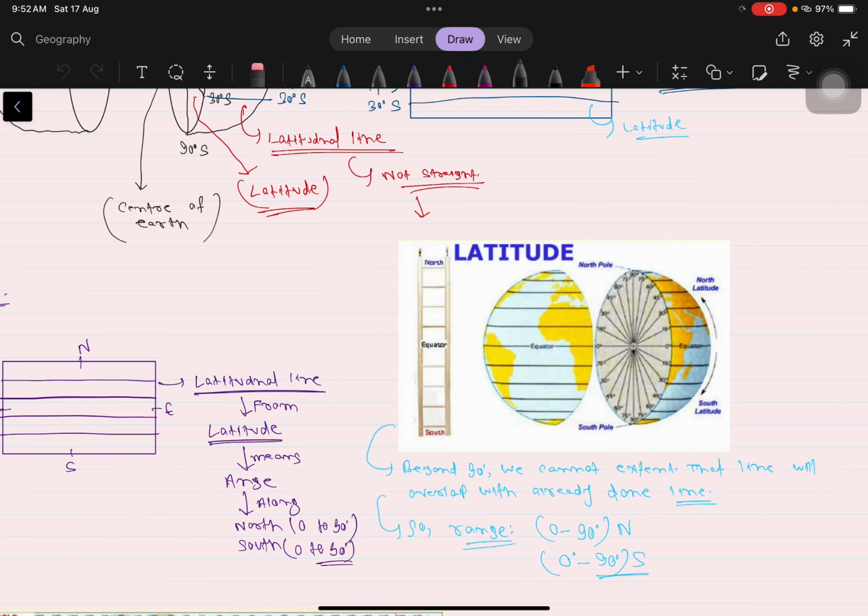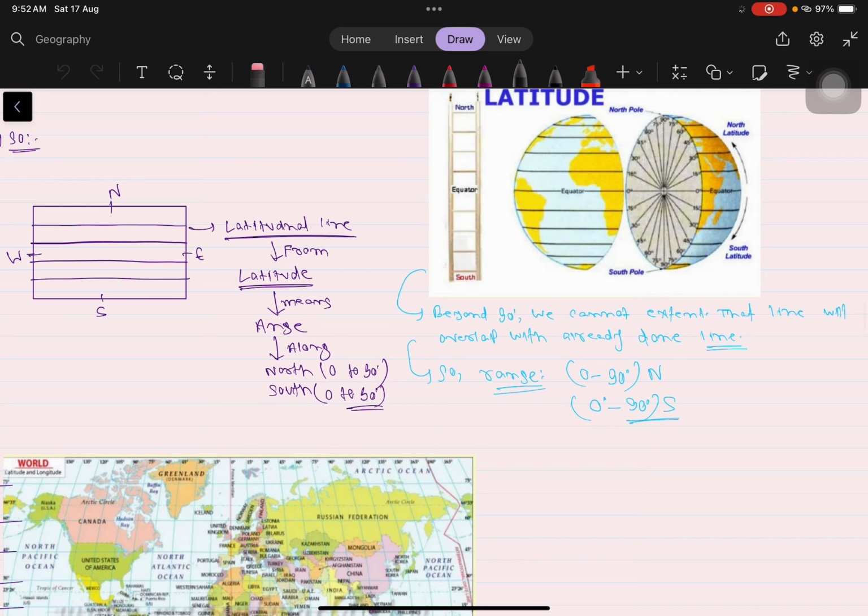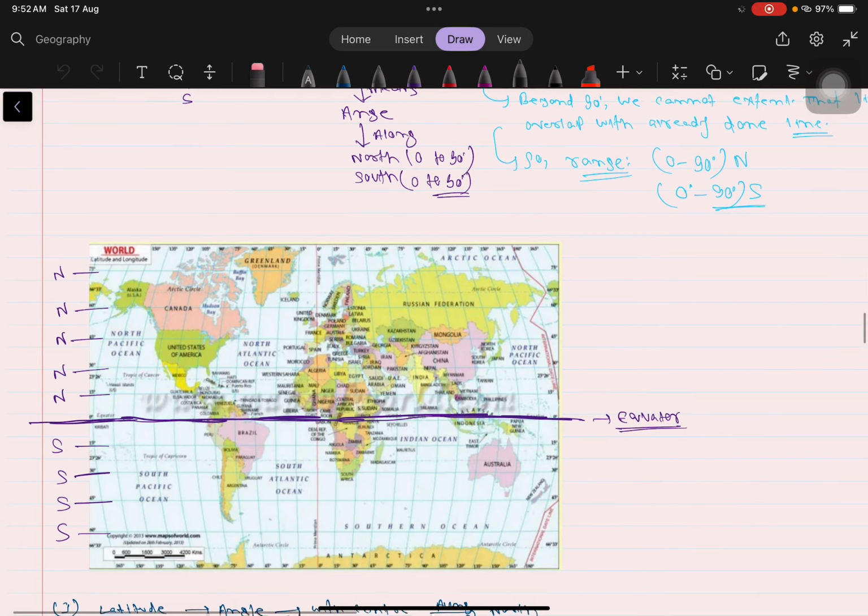Now in both north and south direction we can go only till 90 degree, because after 90 degree it will overlap with the already existing line. So in both north and south direction from the equator we can go from 0 degree to 90 degree only. So the range lies between 0 to 90 degree in north and 0 to 90 degree in south.